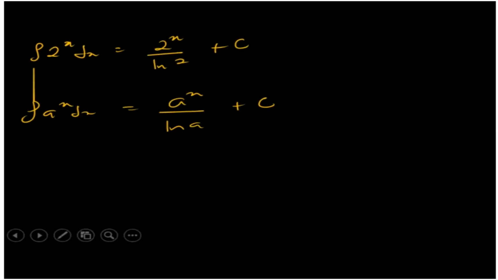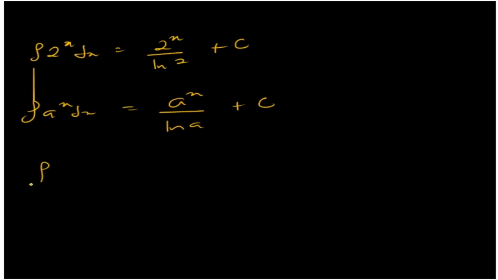K is a constant, yes. Good. So that is how to integrate it. C is the constant. A is any base ranging from 1 to whatever number. Are we together? So that is what we're doing.